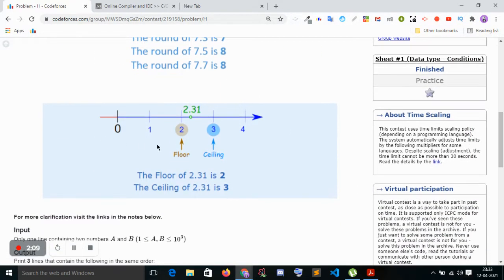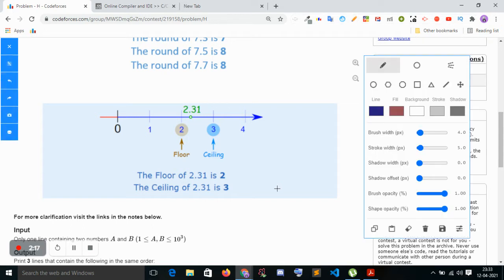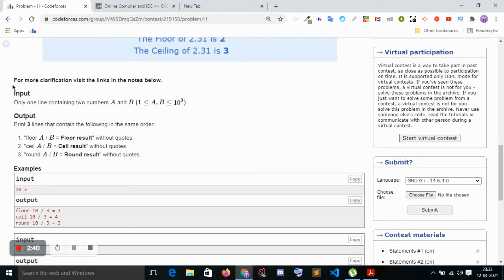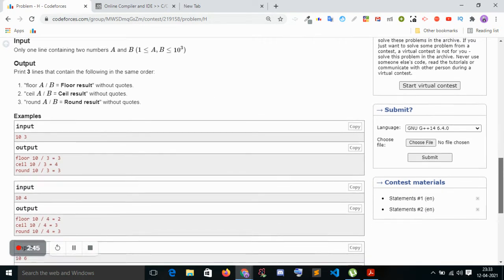And what is floor? Take 2.31. Floor is just like what you have heard many times at home: people say the ceiling fan is above, and the floor is below. So the floor of 2.31 is the previous integer, 2, and the ceil is the next number, 3. For more clarification, visit the link, you can check it.